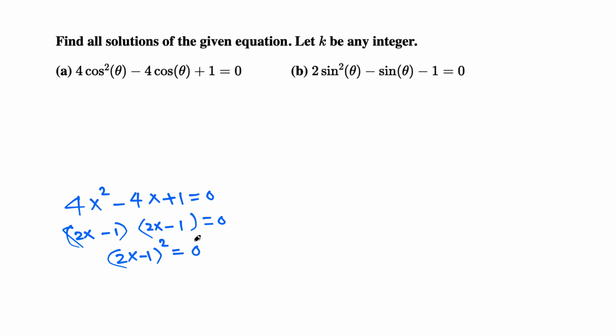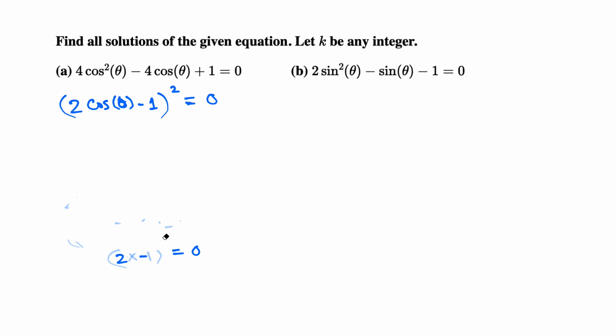Quantity square equals 0. So if we come back here and then we copy this information, x is cosine theta. So this will be 2 cosine theta minus 1, 2x minus 1 square, because we get the same copy, equals 0. Okay, now we can solve for theta from here. So let me erase this one. So you can always get help of easier function.